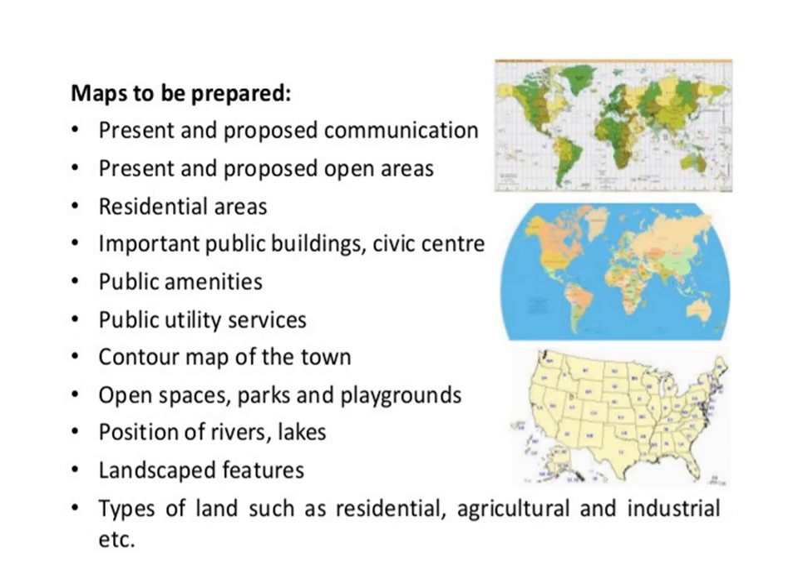By using the data, the maps to be prepared are present and proposed communication, present and proposed open areas, then residential areas, then important public buildings, civic centers, public amenities, public utility services, contour map of the town, open spaces, parks and playgrounds, position of river, lakes, etc., landscaped features, then type of lands such as residential, agricultural and industrial, etc.